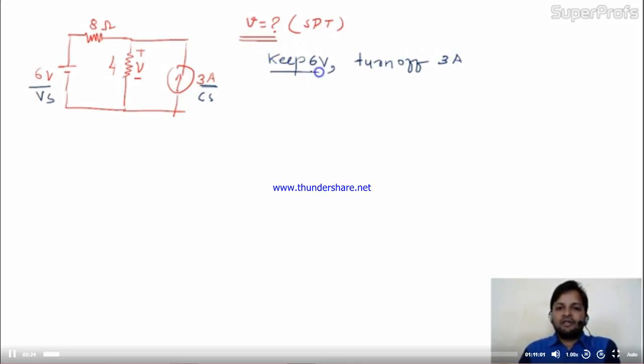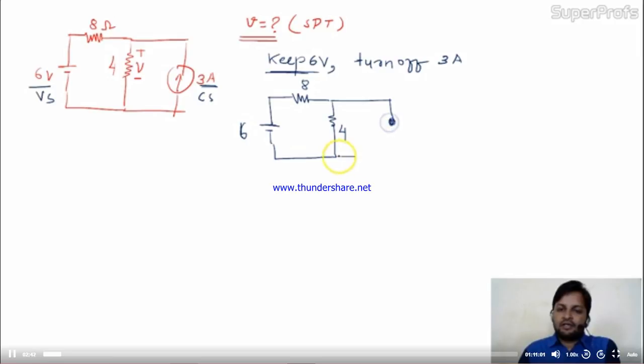Now how to keep 6 volt? I'll keep 6 volt in the circuit as it is, like this, and this 8 will be as it is, this 4 will be as it is, and I have to turn off the current, and you know the current source will be open circuit. Is it okay to you people? Now come. This 6, 8 and 4, correct? Now I have to calculate voltage across 4.